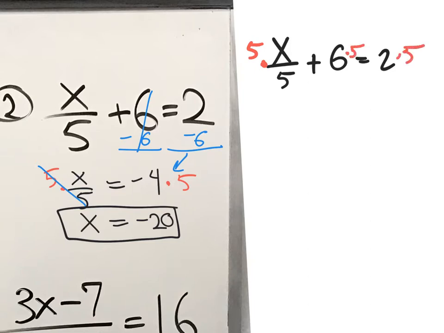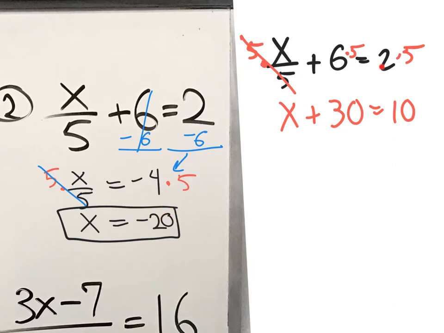So the 5's cancel. The x comes down. This becomes plus 30. This becomes equals 10. So what we did was we got rid of the fraction right from the start. Would I do this? Nah, I would stick to the original. Get rid of the bum at the corner first. But we still get this answer, negative 20.